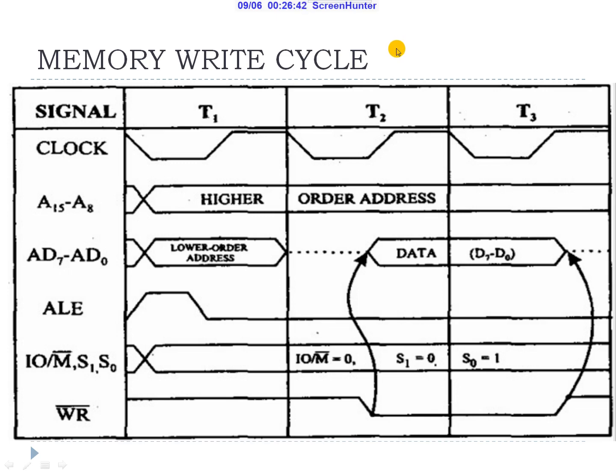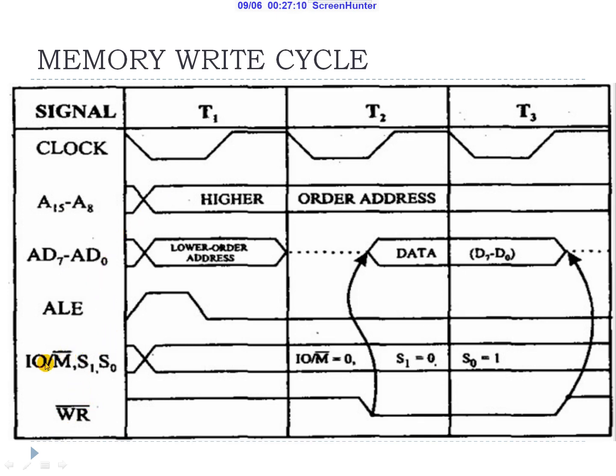So, in continuation with the first part, we are going to see about the memory write cycle. The difference between the memory write cycle and the read cycle are the control signals which are used in the particular writing cycle. So instead of the read cycle, we are having the write cycle for the memory write cycle.